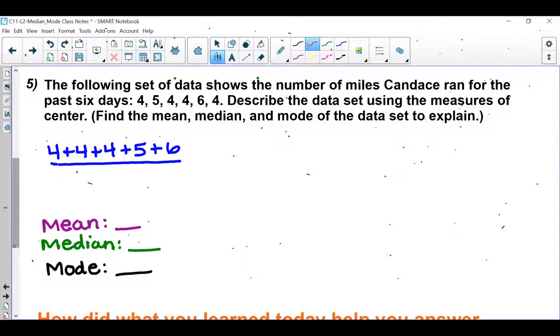Okay, so let's look at this. It says, the following set of data shows the number of miles Candace ran for the past 6 days. 4 miles, 5 miles, 4 miles, 4 miles, 6 miles, 4 miles. Describe the data. So now it's asking us again to describe, not just find. Describe the data set using the measures of center. This time it's saying find the mean, the median, and mode. When I notice here, I only have 3 4s, and I need a 4th one.